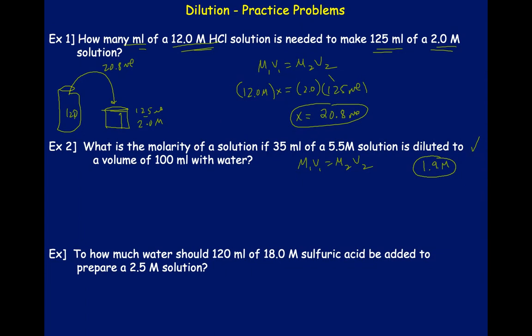Okay, the third example is kind of interesting. So this is example number 3. It says, to how much water should 120 milliliters of 18 molar sulfuric acid be added to prepare a certain molar solution? So that's kind of interesting. We're going to take M1V1 equals M2V2.